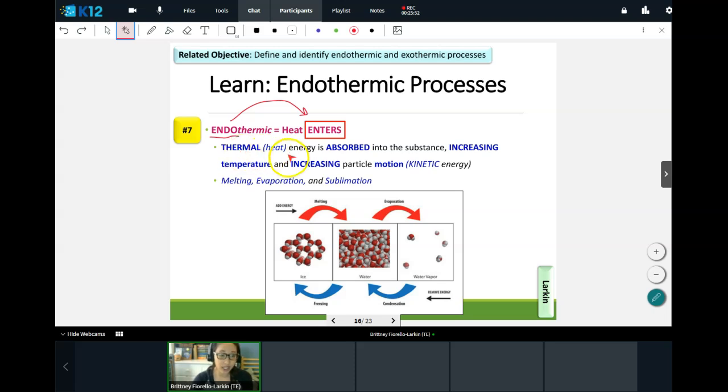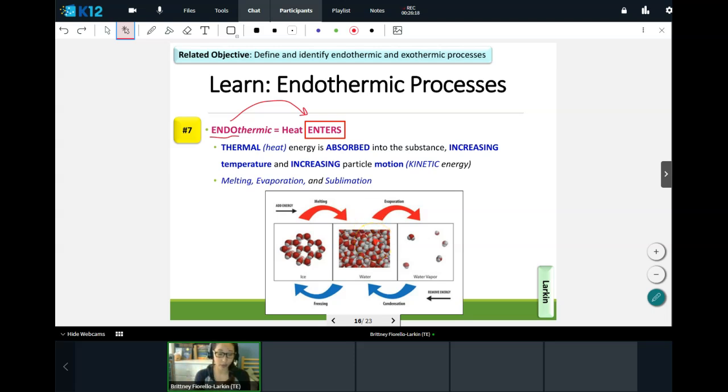So as thermal energy or heat is absorbed into the substance, added to the substance, it's going to get hotter. The particles are going to move faster because they have more kinetic energy. That thermal energy turns into our kinetic energy or our motion energy. So anything that gets hotter and more chaotic is an endothermic process. For example, melting and evaporation or vaporization, both of these make the particles move faster.